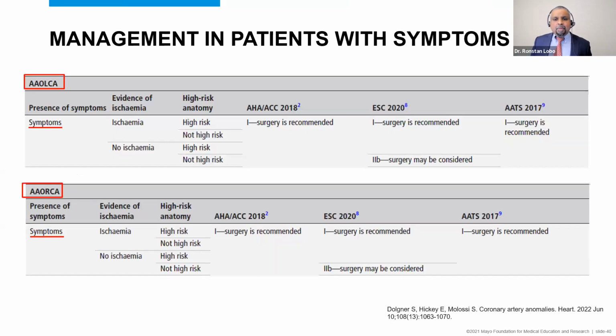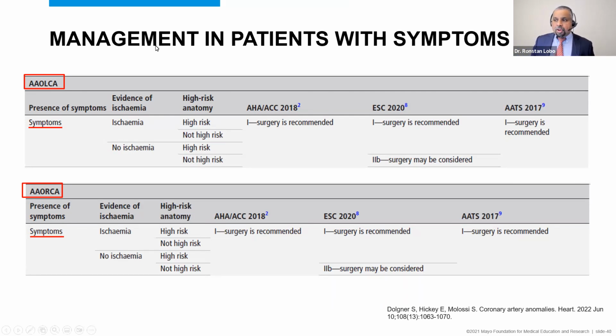Now, I pulled this table from a paper published in June last year because I think it summarizes the guideline recommendations quite well. You can see the guidelines differentiate between an AAOCA-LCA and AAOCA-RCA by separating them into their own tables here. As we know, AAOCA-LCA carries a high risk of an adverse outcome.